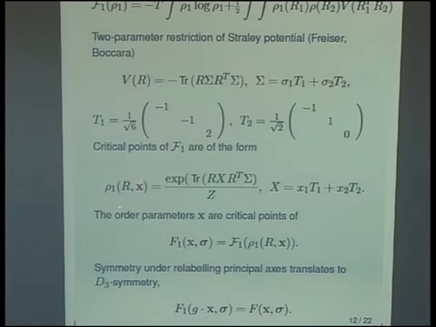And then how are these order parameters determined? Well, they're determined by requiring that this one particle density be a critical point of this one particle energy functional. And then you see that this has some symmetry. It's symmetric under relabeling the principal axes of the molecular frame, which in terms of these order parameters just translates into this D3 symmetry in the plane of these parameters.